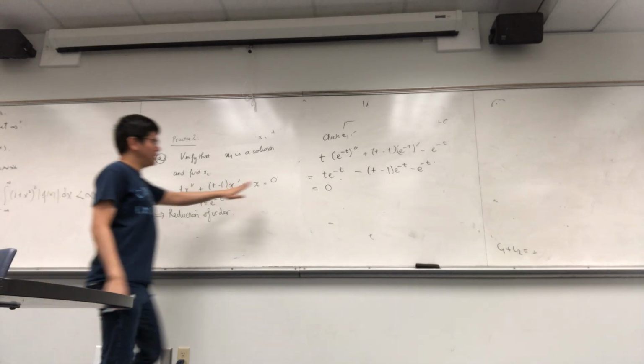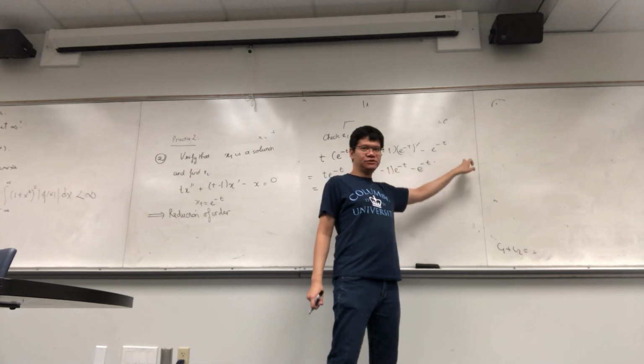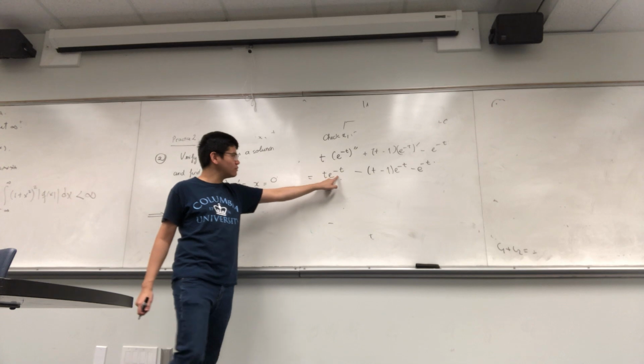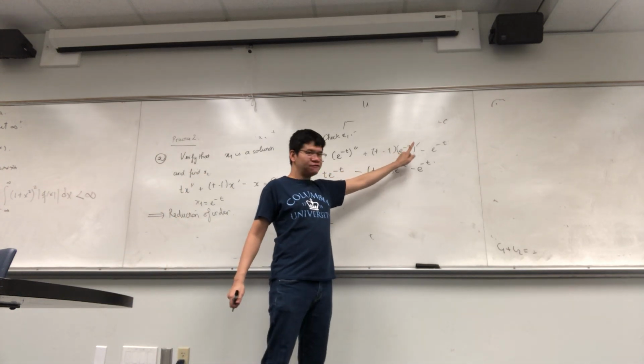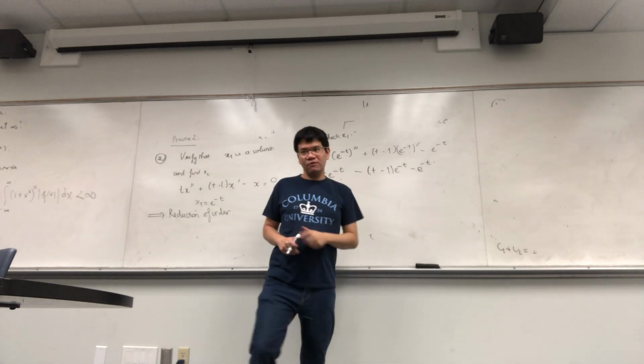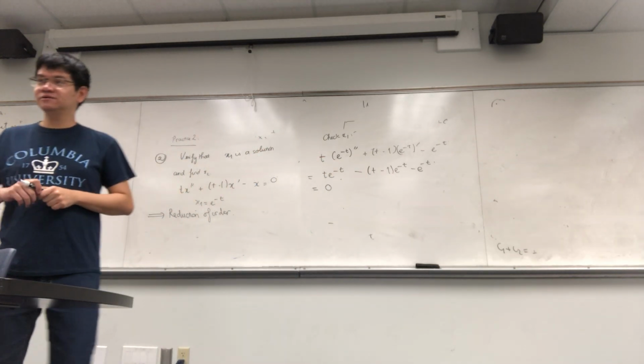So here I plug e to the power minus t into the equation. I take the second derivative of e to the power minus t again, e to the power minus t. I take the first derivative of e to the power minus t, and I get minus e to the power minus t. All right? Questions?